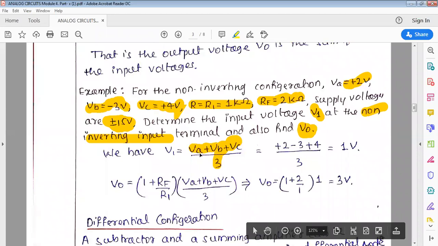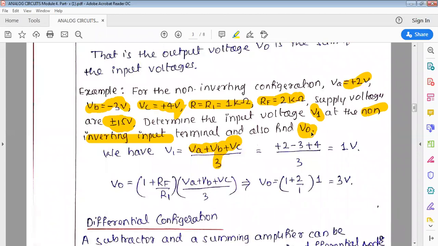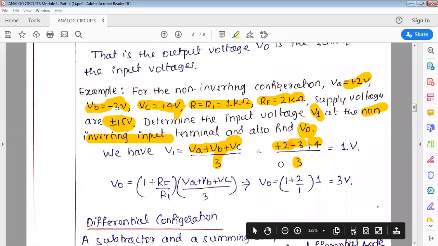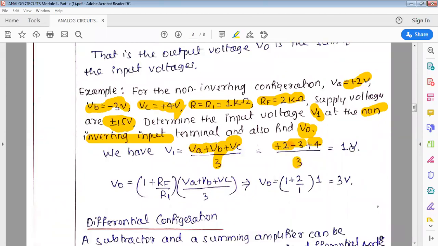Now substitute the values. What is the value of VA that is given? VA is 2 volt. VB is minus 3 volt. And VC is plus 4 volt, divided by 3. So 2 plus 4 will be 6, 6 minus 3 will be 3, and 3 by 3 will be 1. That is 1 volt. That is the input voltage V1 at the non-inverting input terminal, which is 1 volt.